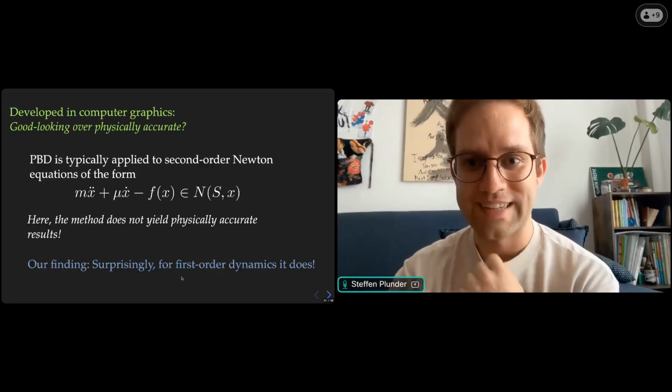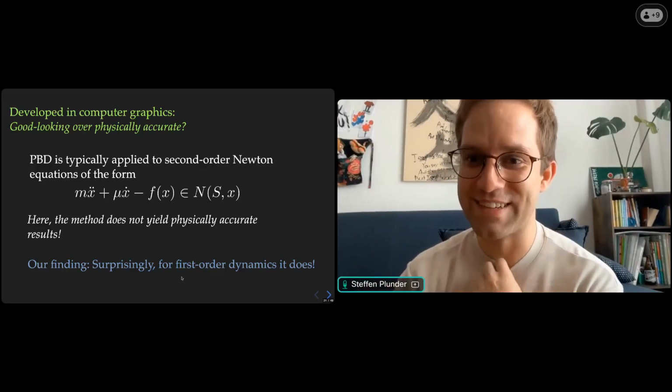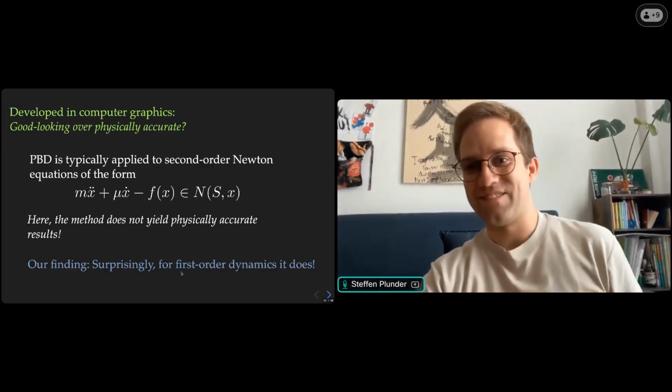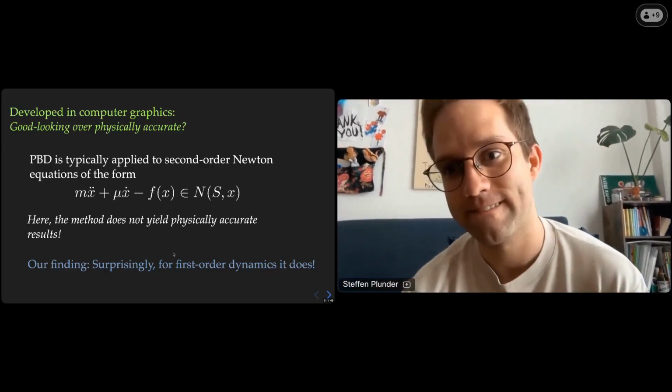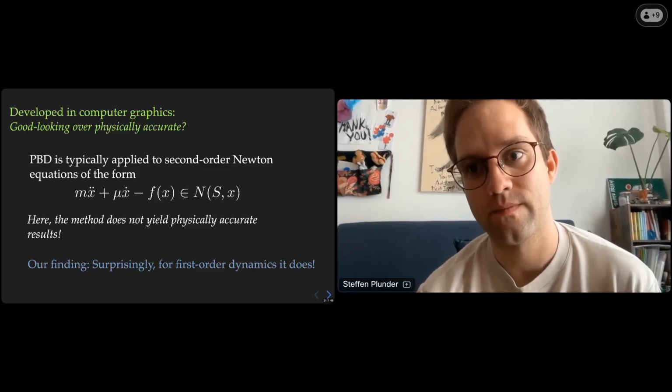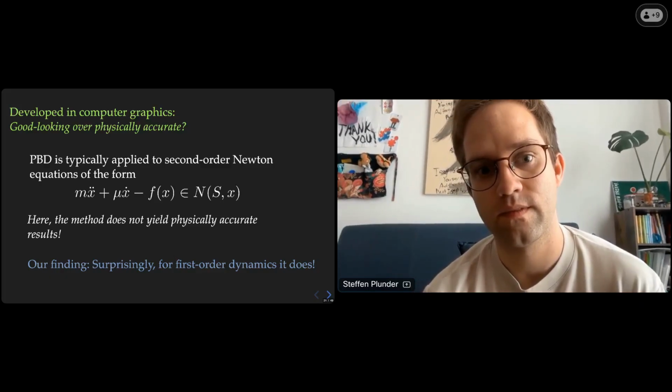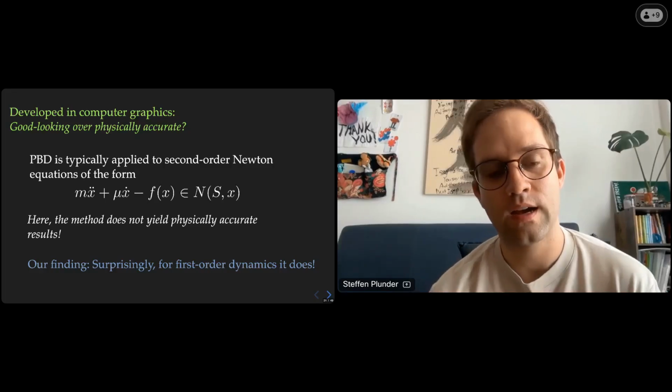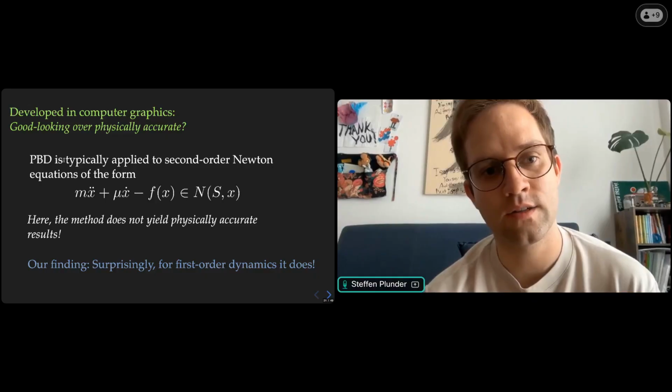Yeah. But it is a good question because otherwise, yeah, we could use it. But then I don't understand why in this non-smooth setting, second order is better for PBD, because of the damping or? The second order is not so good.